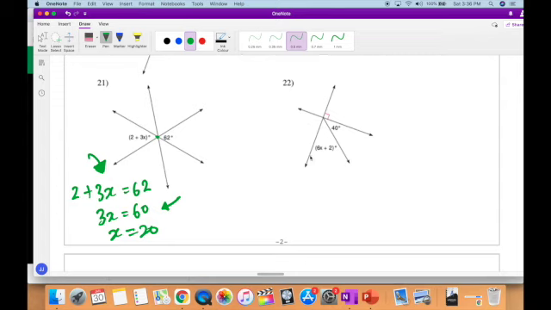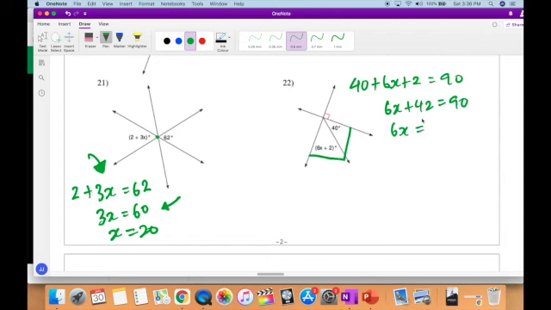We can see here that this is complementary. They add up to 90 degrees. So therefore 40 plus 6x plus 2 is equal to 90 degrees. Therefore 6x plus 42 is 90. 6x is 90 minus 42, which is 48. And then x is 8. 48 divided by 6 is 8.